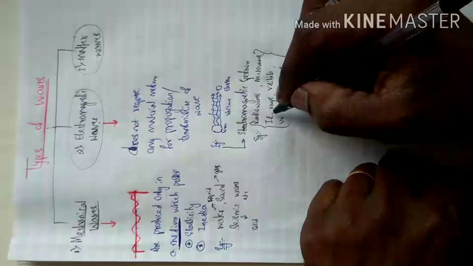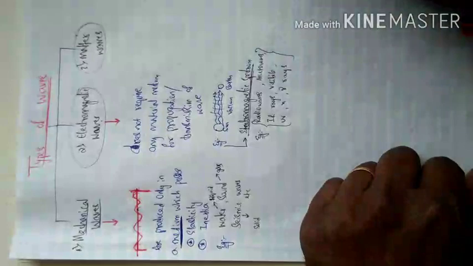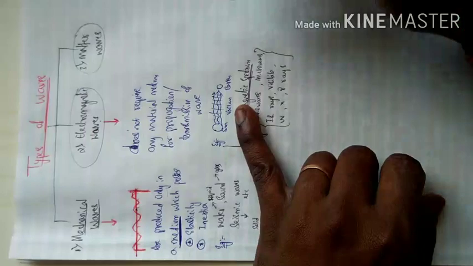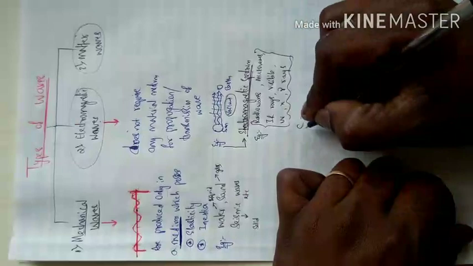All this you will study in great detail under the chapter called electromagnetic waves in your second PU. I am not going into that. Just keep this in your mind: it does not require any material medium for the propagation or transmission of the wave. That is, it can transmit through the vacuum. At what speed all these waves travel, that is the velocity or speed of the wave.